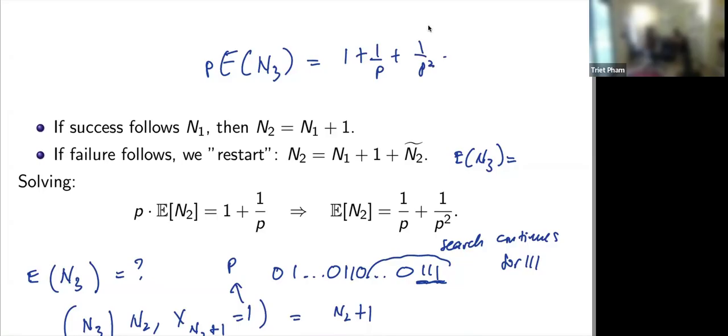So E[N3] will be 1 over P, 1 over P squared, 1 over P cubed. It will be like that. So actually you can prove by induction here for the time to consecutive successes in this Bernoulli sequence. Okay, any question?